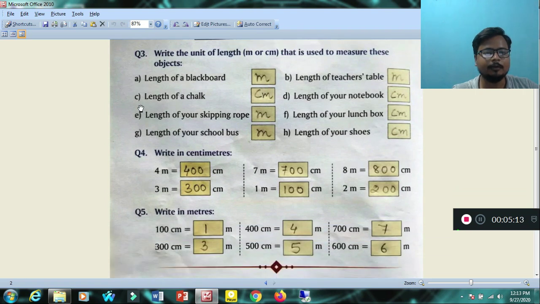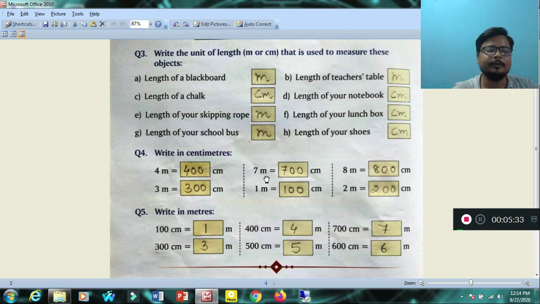Now come to question number 4. It is also very easy. Write in centimeters. Questions are given in meters. You have to convert it into centimeters. How to convert? 4 meter can be converted into centimeter by multiplying it by 100. So 4 meter becomes 400 centimeter. In the same way you have to solve all the questions.